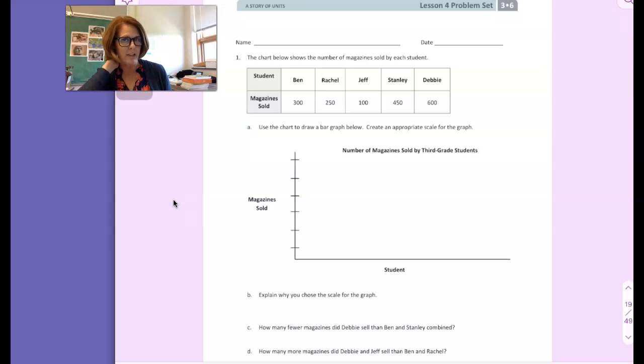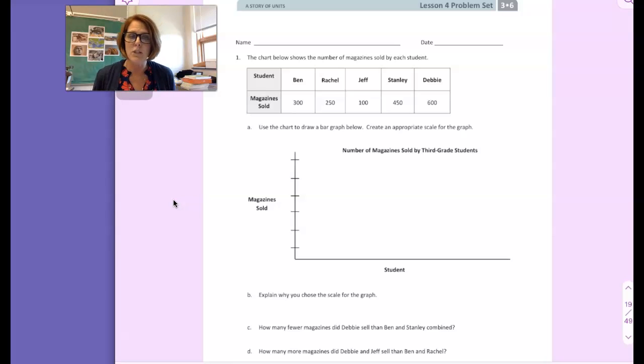Now this would be a lot easier if they had the square units in here, but we'll do the best that we can. So they have some parts labeled. They have the title of the bar graph, number of magazines sold by third grade students. You always need a title. It's kind of like a book. You always need a title. Over here is magazines sold. So this is going to be our scale telling us how many magazines were sold. And across the bottom is going to be the student names. Okay, so our first task here is to make the bar graph.